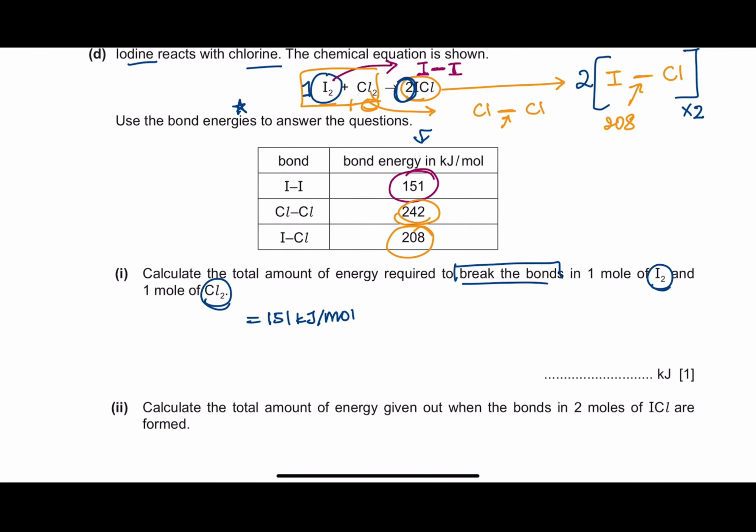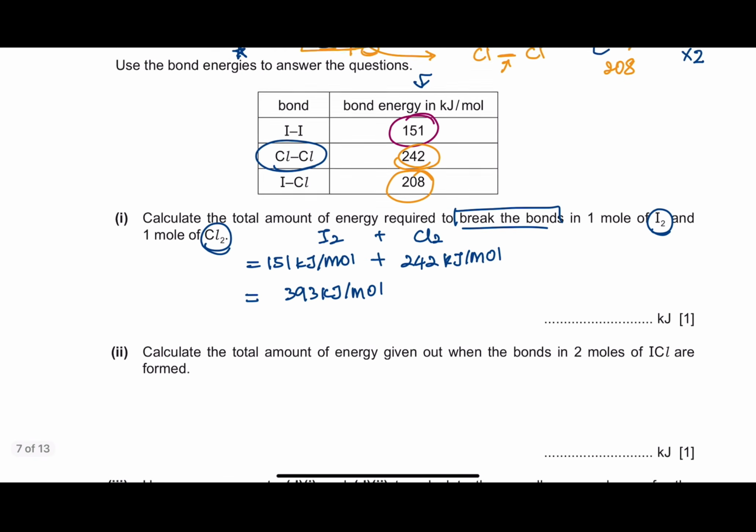There is only 1 mole of iodine, so I'm not going to multiply any number by it. And I will add it up with the Cl-Cl bond, which is the chlorine bond, and there's only one, so it is just 242. So the total amount of energy required to break the bonds means you have to sum up I2 with Cl2, giving you a value of 393 kilojoule per mole.